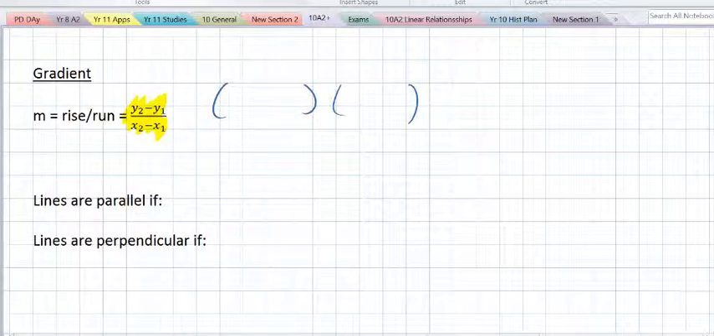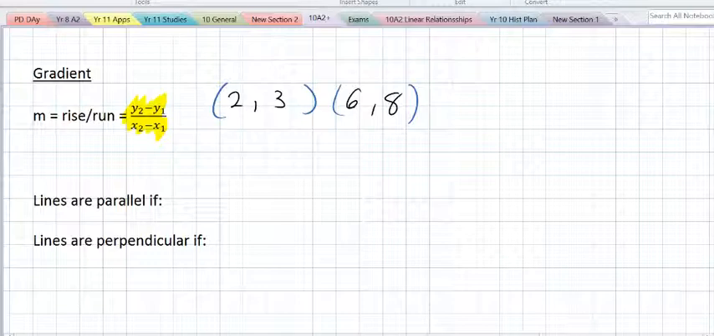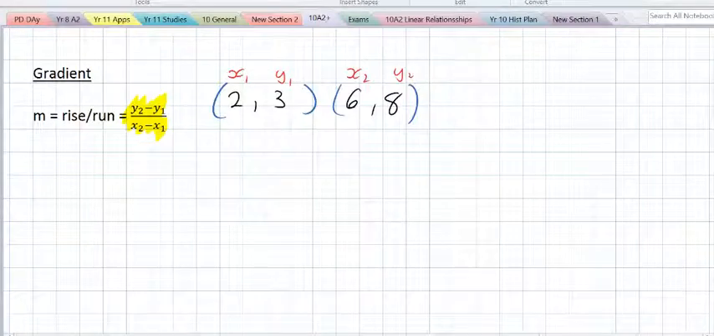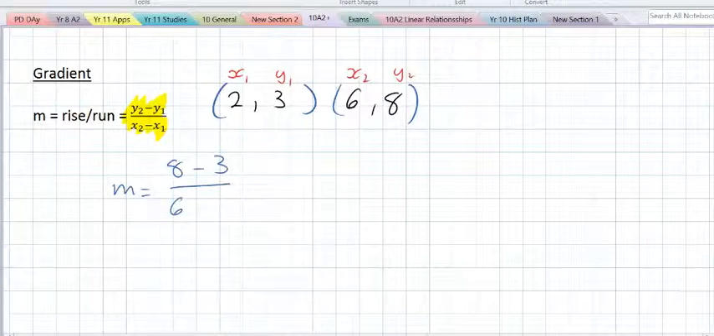Well, here. I'll explain what I mean. Say if you have 2 points, the point 2, 3 and the point 6, 8. Okay? There are 2 points that we've been given and we want to find the slope of the line connecting those 2 points. We label the first point x1, y1, and we label the second point x2, y2. Alright? And then we put those numbers into the equation. M is equal to y2, which is 8, minus y1, which is 3, divided by x2 take x1.